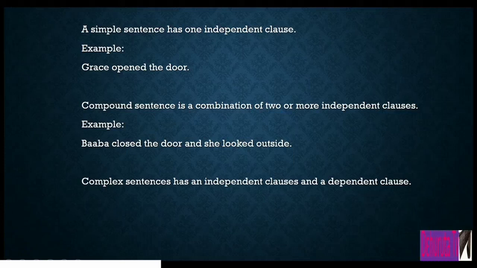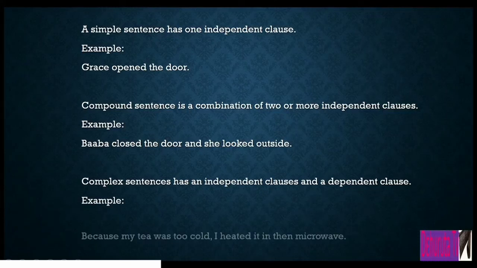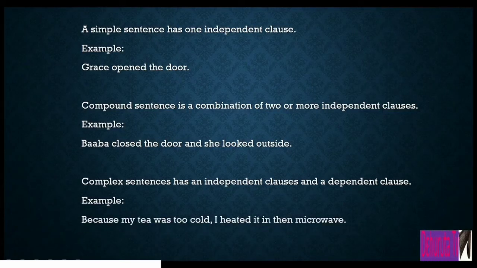Complex sentences have an independent clause and a dependent clause. Example: Because my tea was too cold, I heated it in the microwave.